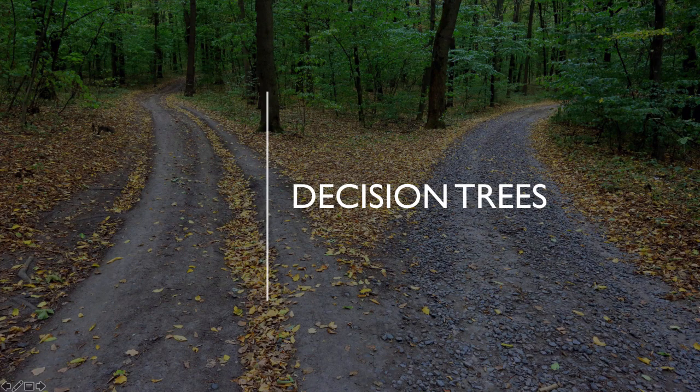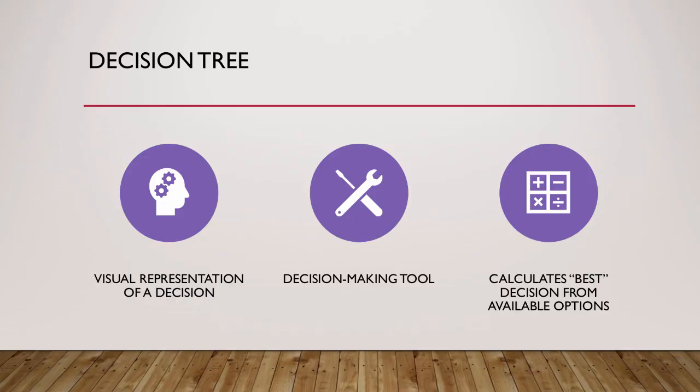Let's talk about decision trees. So you've got a decision to make. Take the road on the left, take the road on the right. Which one do you take? And decision trees can help us make that decision. Decision trees are pretty simple in and of themselves.